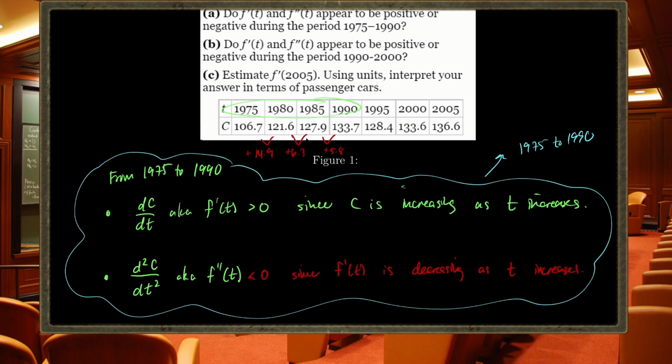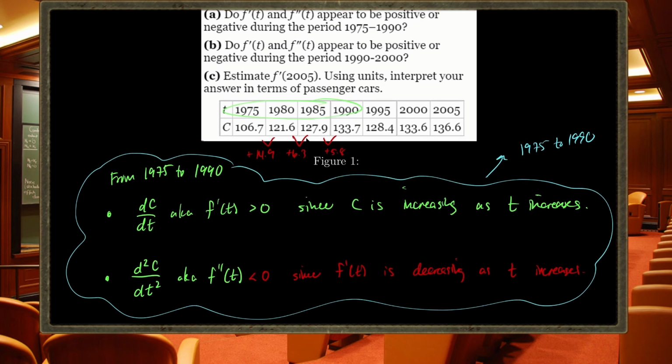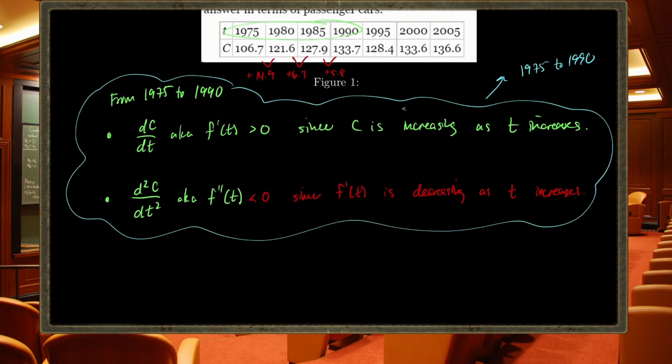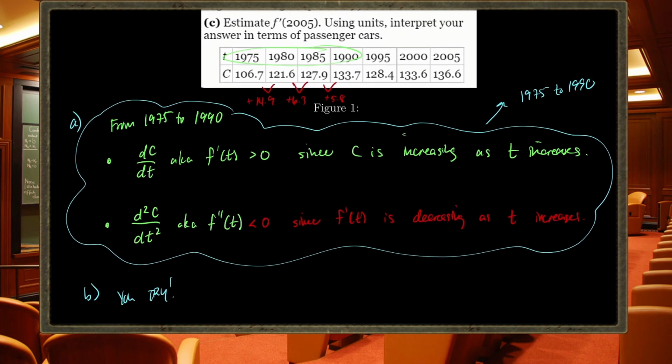So for part B, I'd actually like you guys to do that on your own. Does it appear to be positive or negative during 1990 to 2000? You should be able to frame what you're doing there with what we just did. For part C, we're looking to estimate f prime of 2005. Using units, interpret your answers.